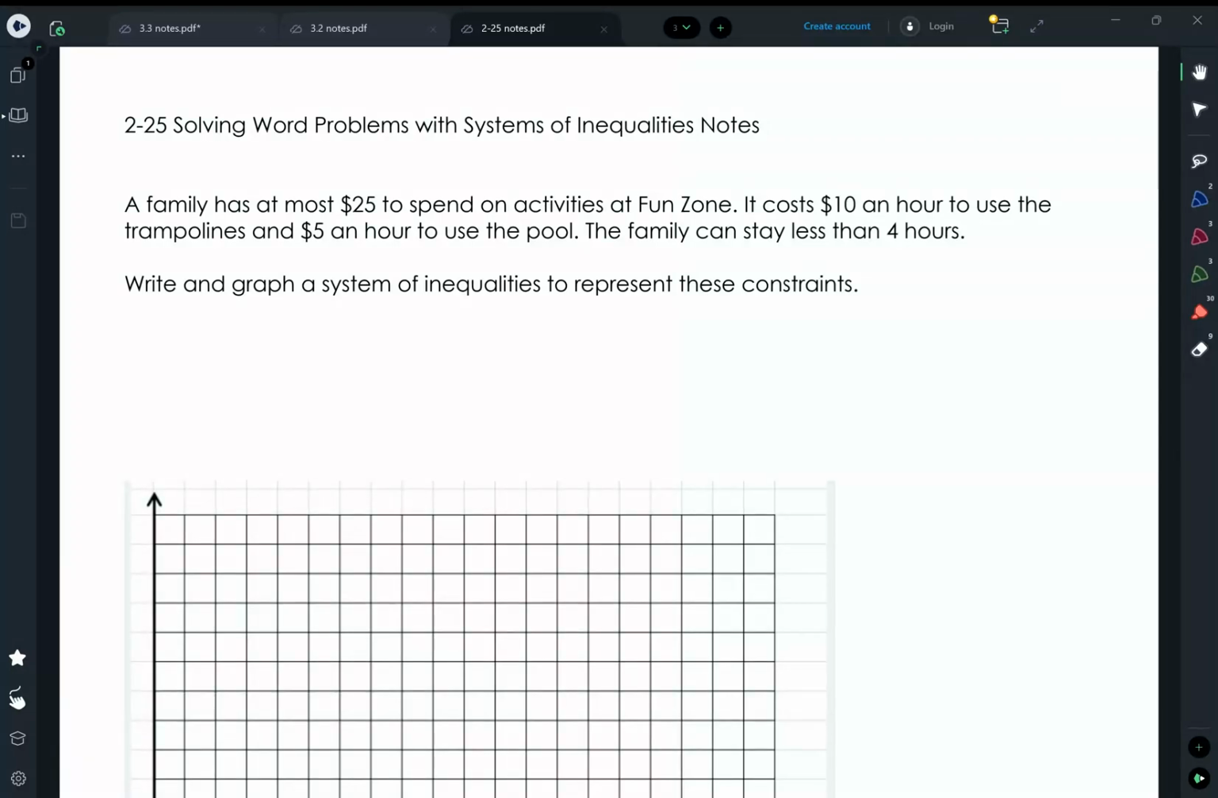Hello class, these are our Algebra 1 notes for section 225, solving word problems with systems of inequalities. So here's our word problem.